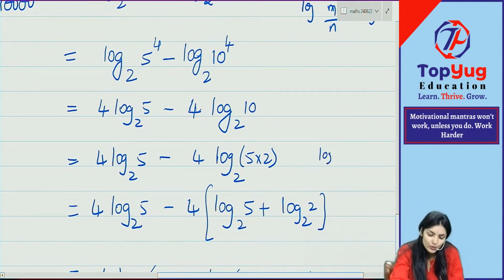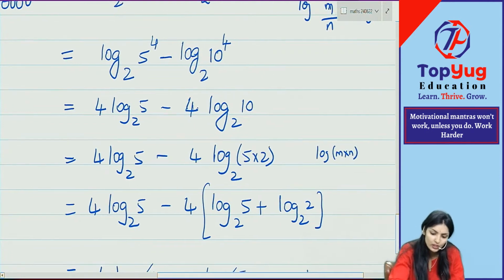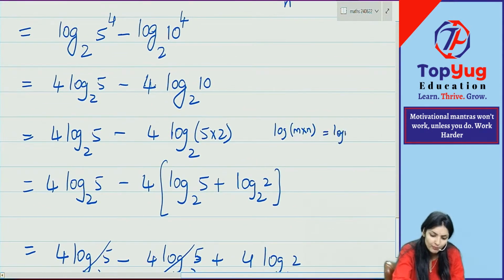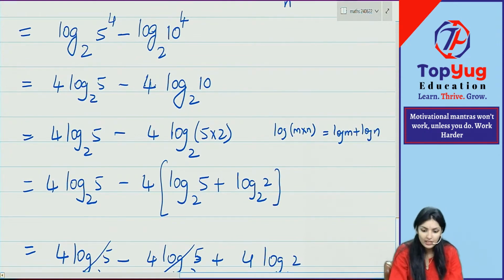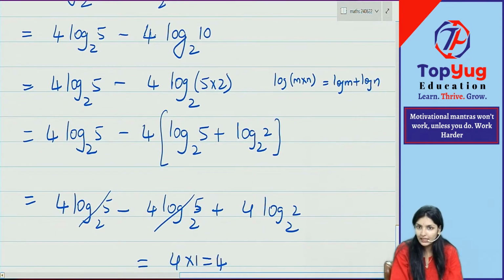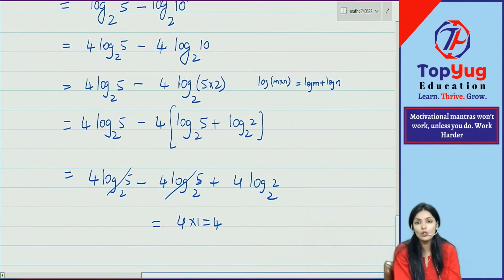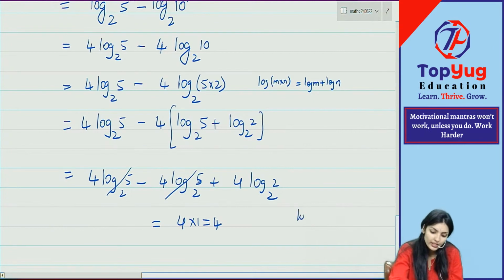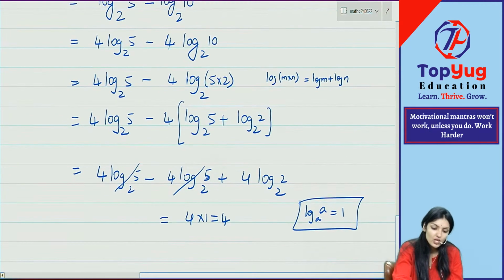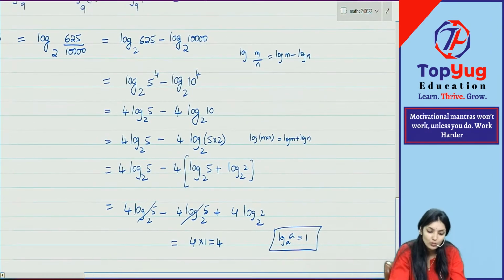Again here I would be using log m into n is equal to log m plus log n. So I have used the same thing and now I open the brackets. When I open the brackets, one is plus and the other is minus. I can cancel and strike it off and I'm left over with 4 log 2 to the base 2. So therefore 4 into 1. Here the formula log a to the base a is 1, this I am using. So I have used totally 3 formulas over here.